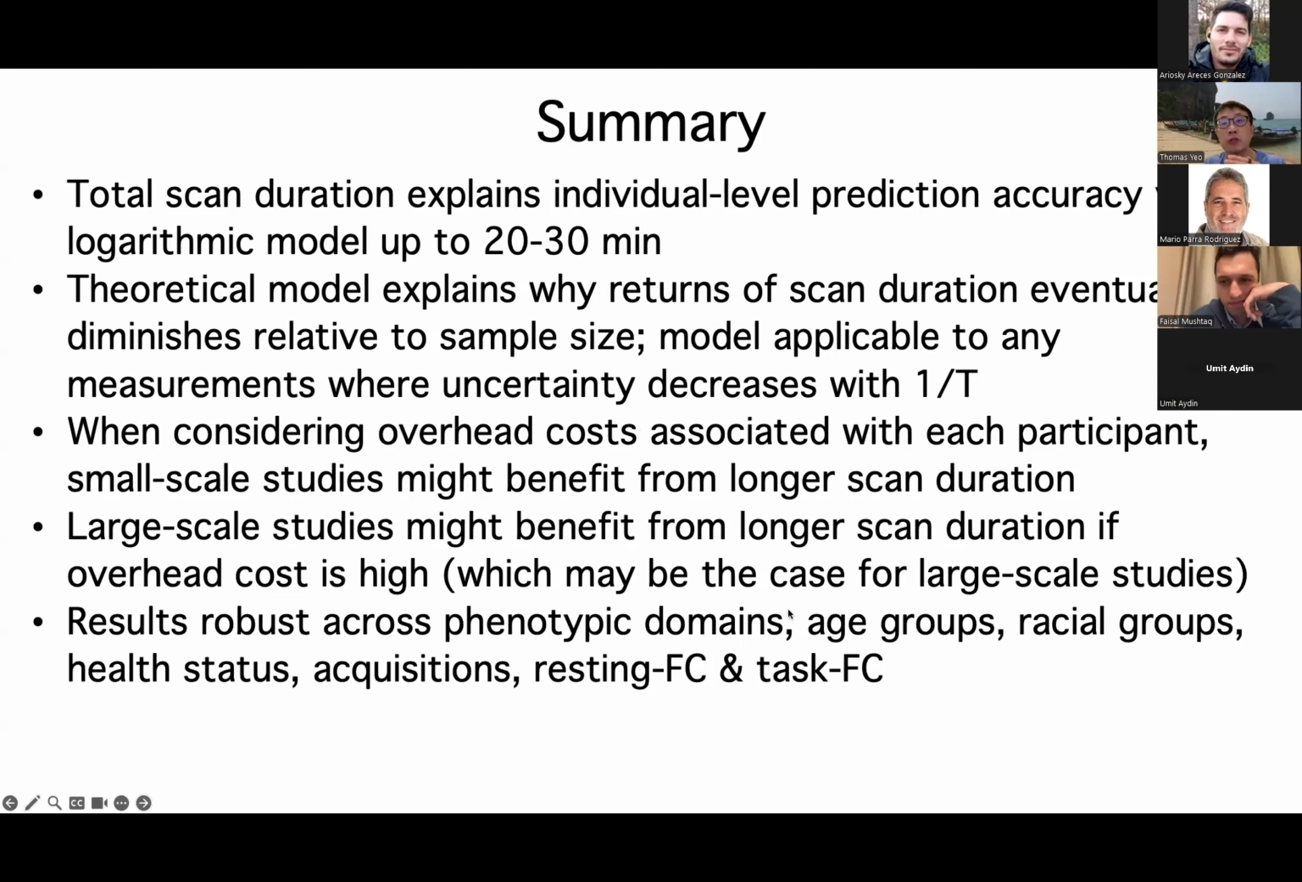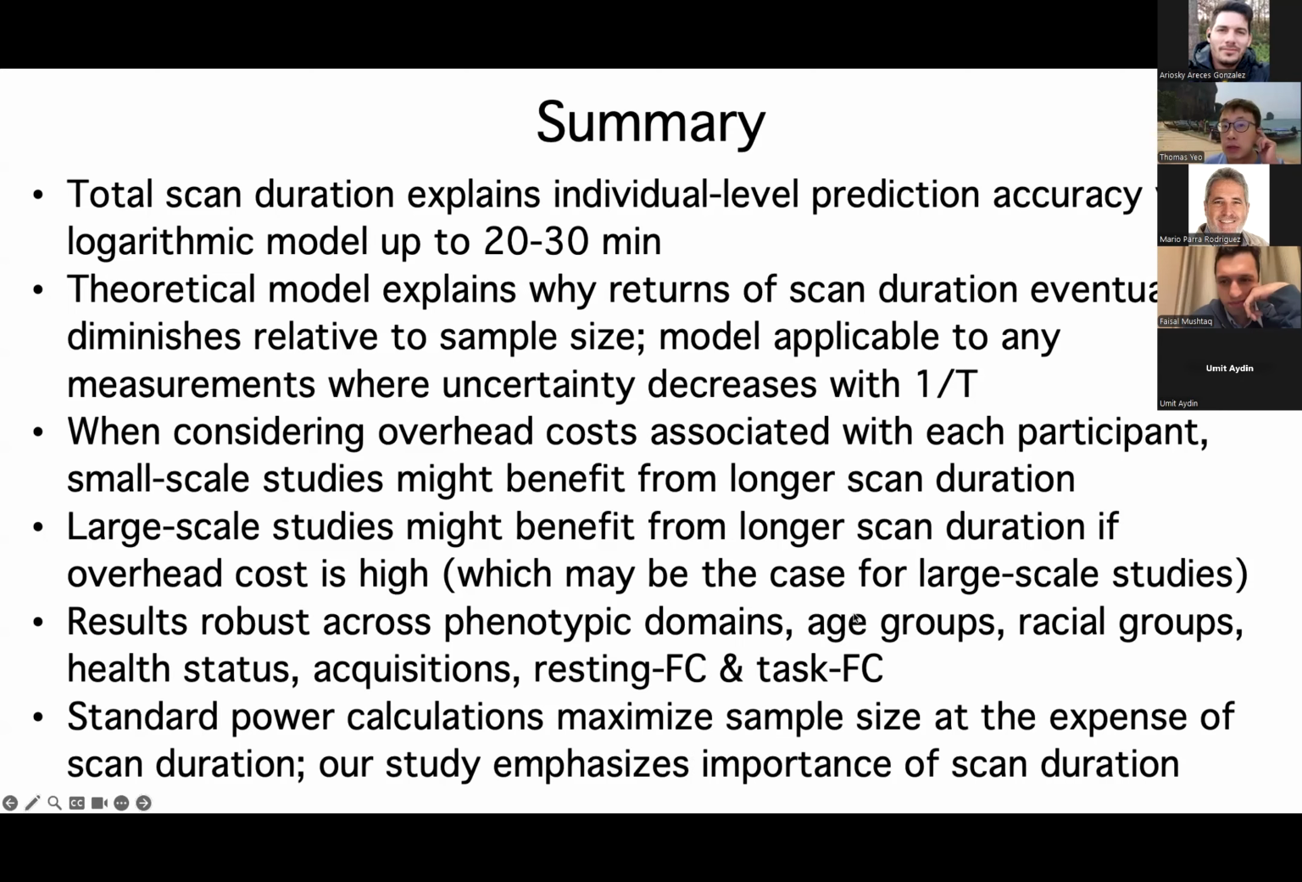Our results are robust across phenotypic domains, across age group, across racial group, across health status, whether it's healthy participants or participants with psychiatric disorders or Alzheimer's disease, across MRI functional MRI acquisition, and across resting and task state functional connectivity. More broadly, our results argue against traditional power analysis, where our only input is sample size.